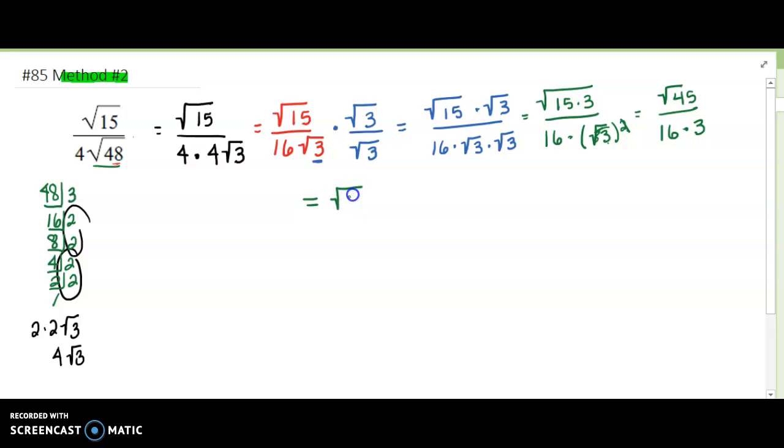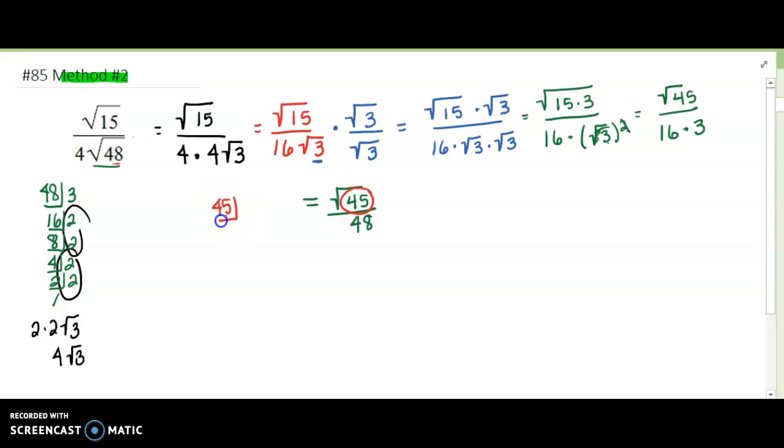Okay, square root of 45 over, well, 16 times 3 is 48, I believe. Okay, now we're not done still. We have to simplify the square root of 45.